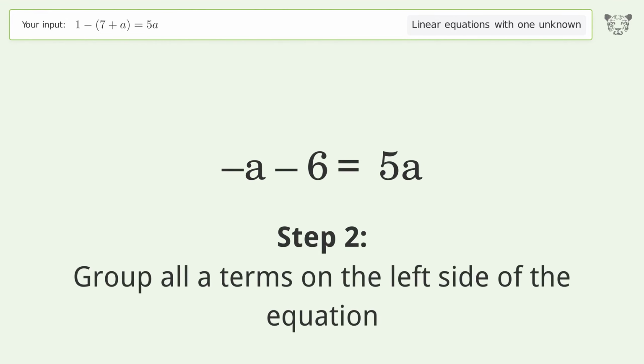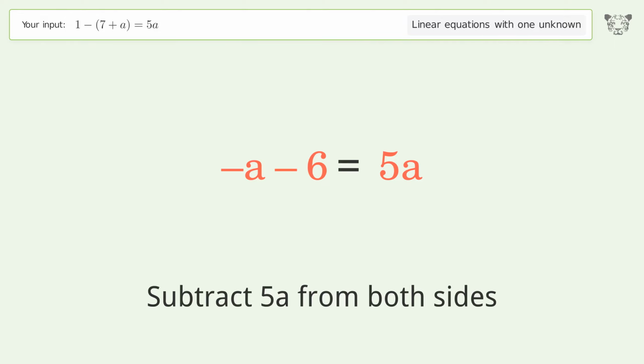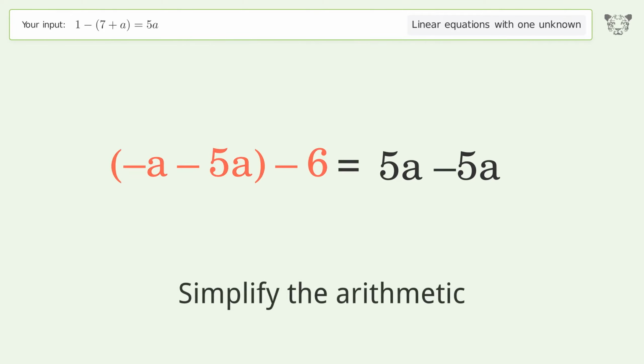Group all a terms on the left side of the equation. Subtract 5a from both sides. Group like terms. Simplify the arithmetic.